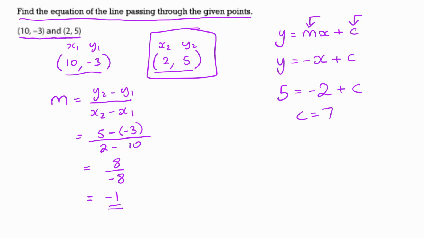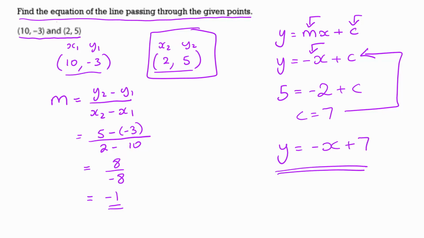Sometimes this will be a harder equation to solve if the gradient here isn't just -1 or 1. However, we've found the c. All we need to do is substitute that back to here, and we have the equation. So y is -x plus 7.